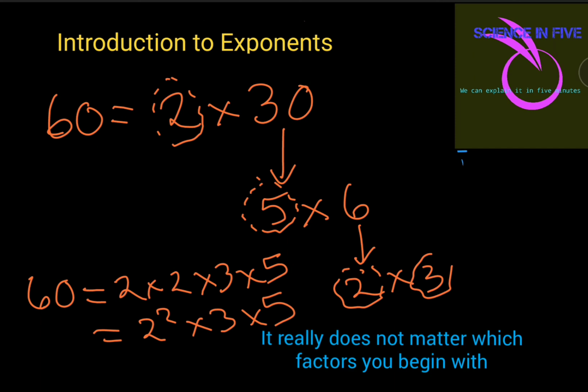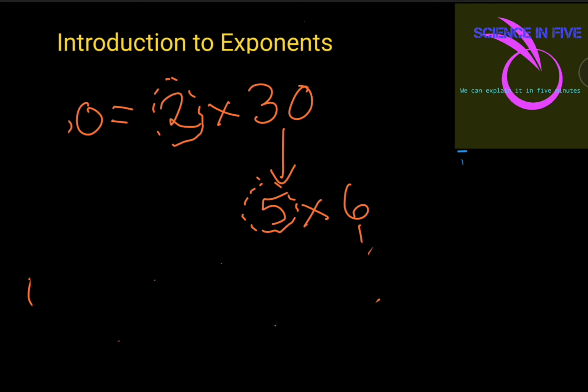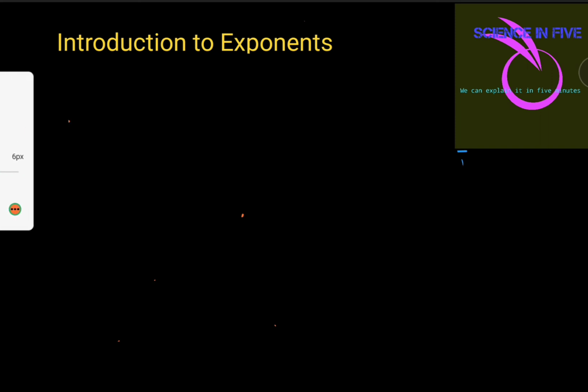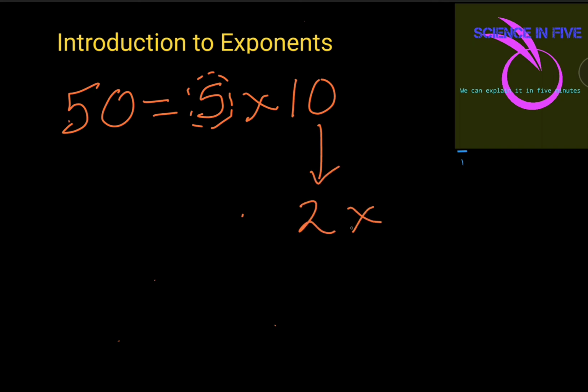That's one example. What if I've got a number like 50? How can I convert 50 into exponential form? Well, I'm going to do the same I did with the 60. What are the two factors of 50 that I can think of? 5 and 10. 5 times 10. The 5 is a prime number. I'll leave it on the side. Factors of 10 that I can think of: 2 and 5.